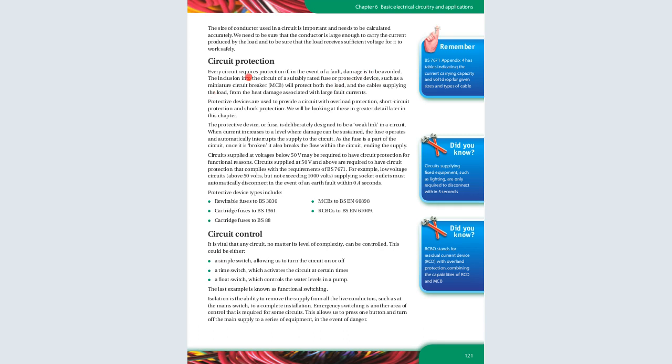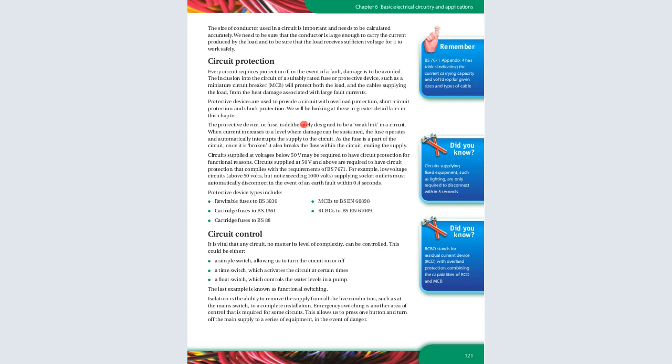Now, the inclusion into the circuit of a suitably rated fuse or protective device, such as a miniature circuit breaker, that is the MCB, will protect both the load and the cable supplying the load from the heat damage associated with the large fault currents. Protective devices are used to provide a circuit with overload protection, short circuit protection, and shock protection.